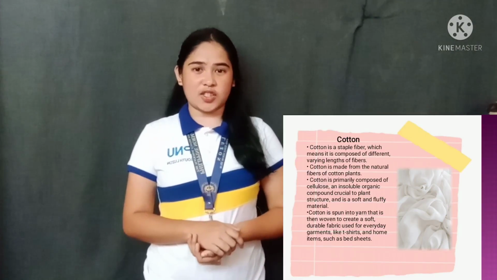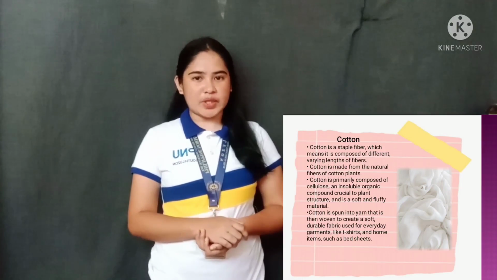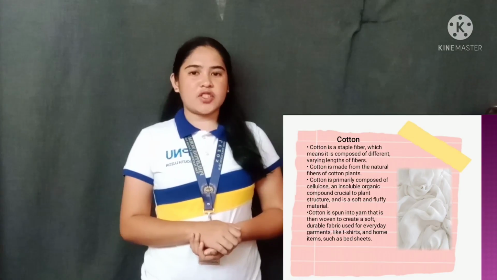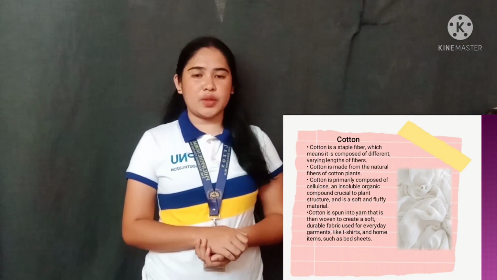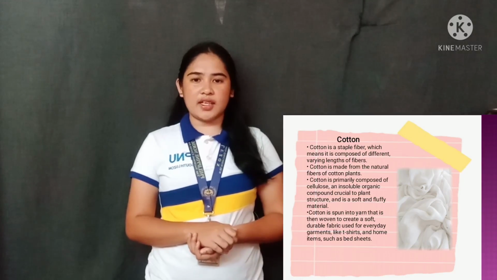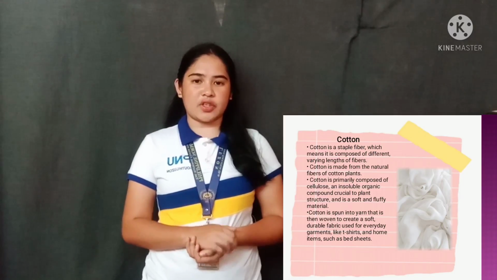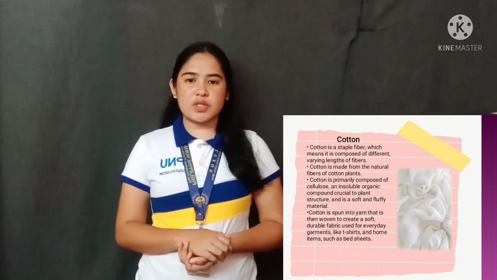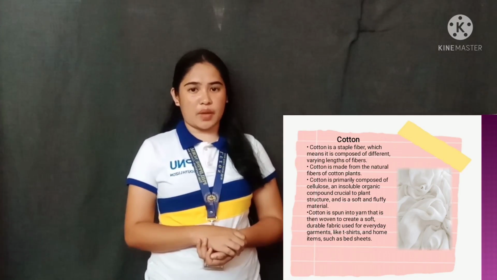Next is cotton. Cotton is a staple fiber, which means it is composed of different varying lengths of fibers. Cotton is made from the natural fibers of cotton plants. Cotton is primarily composed of cellulose, an insoluble organic compound crucial to plant structure, and this is a soft and fluffy material. The term cotton refers to the part of the cotton plant that grows in the boll, the encasing for the fluffy cotton fiber.